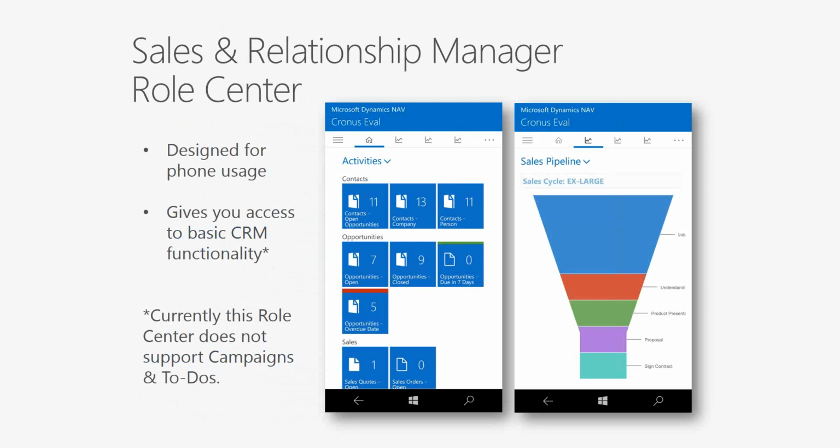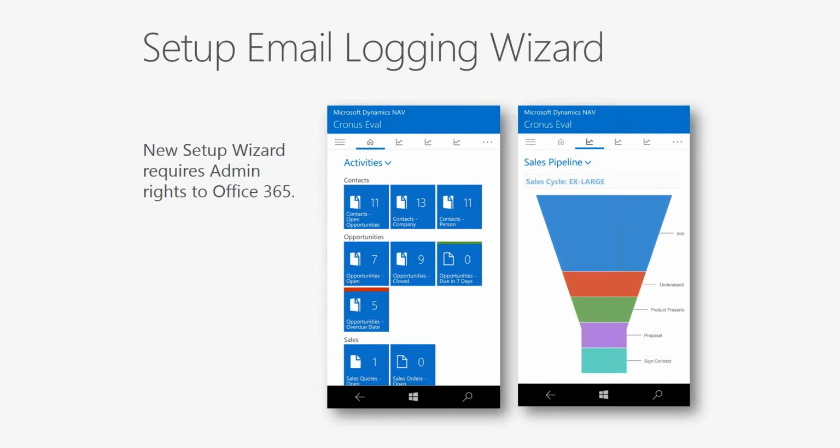One of the cool new role centers is the sales and relationship manager. So this is looking at a phone or tablet view of the application, but having the sales pipeline show up right on the role center to keep that front and center. It's cool. You see there, I've got an asterisk here that the role center doesn't support the campaigns and to-dos, but because it's more of a manager role center, I think Microsoft was thinking those sort of to-dos would be an account rep or a salesperson functionality.